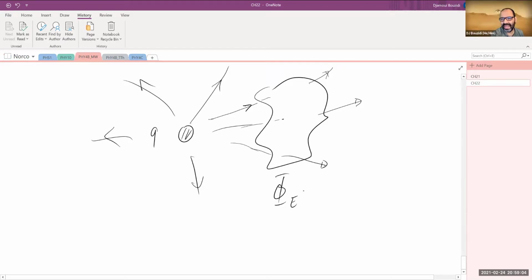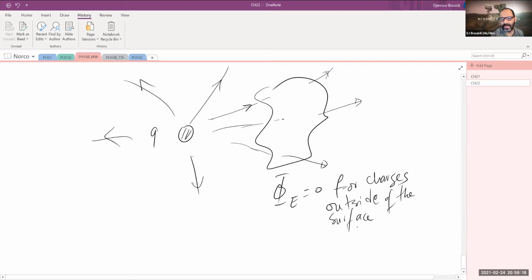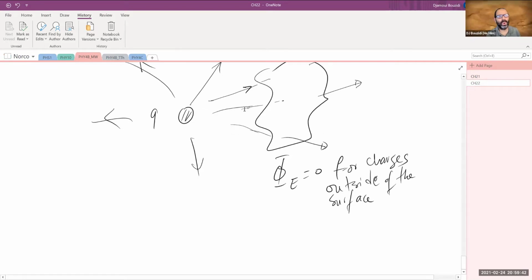So phi of E is 0 for charges outside of the surface. I know some of you are more math inclined, and you will probably think of some weird shapes where maybe the surface will come in and will never leave. I mean, the field line will come in and never leave. But that's not going to be the case, because there is actually a theorem in geometry, about manifolds and all of that, that there is no way you're going to have an odd number of surface crossings. It's always going to be in pairs.